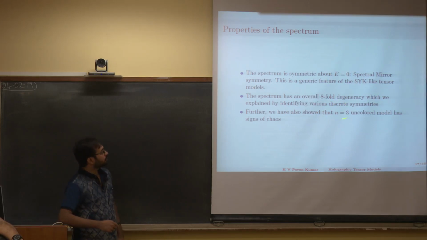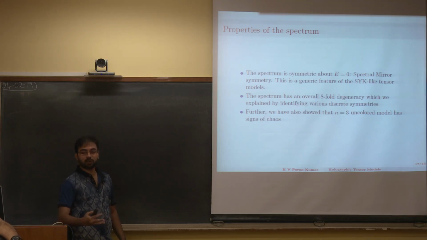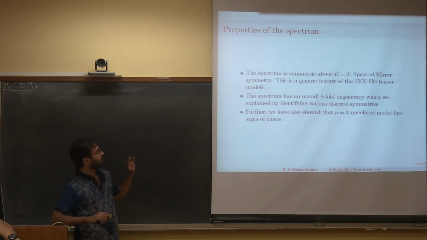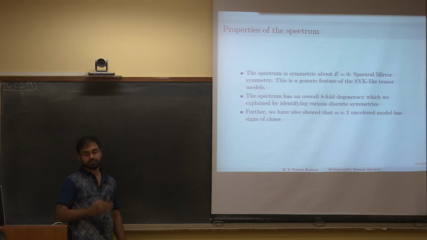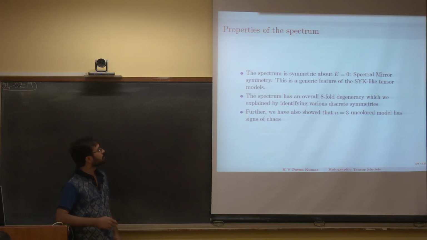Also, we showed that the n equal to 3 uncolored model has some signs of chaos. The diagnostics we used are the level repulsion plot and the spectral form factor. I'm not going into the details, but those are the things you check to see whether the system is chaotic or not, and the n equal to 3 uncolored model passes those tests.